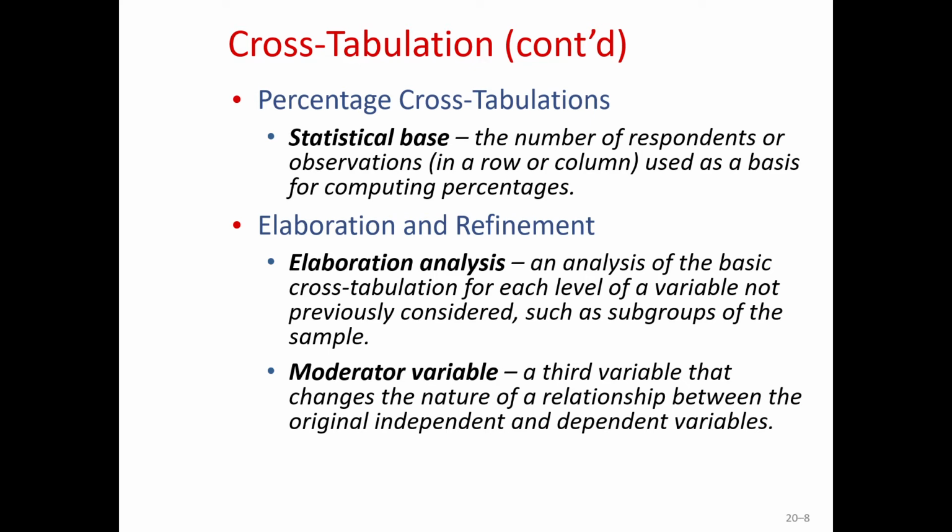In other words, a more elaborate analysis will ask, will interpretation of the relationship be modified if other variables are simultaneously considered? And then we have elaboration analysis, which involves the basic cross-tabulation within various subgroups of the sample. The researcher breaks down the analysis for each level of another variable.